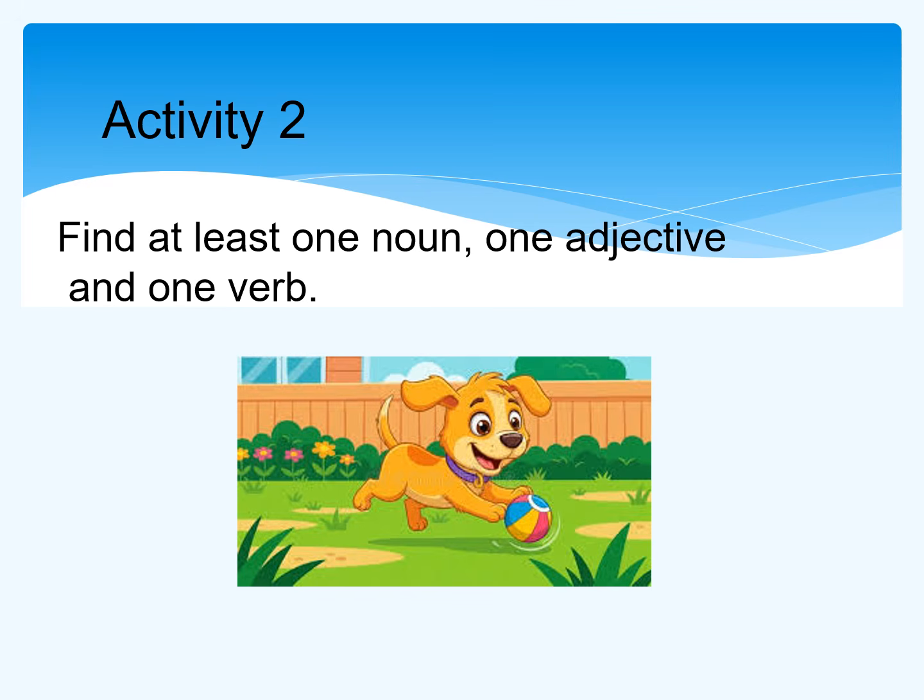Now it's time for our second activity. You have to find at least one noun, one adjective, and one verb in this picture. Noun can be a person, it can be an animal. Adjective means that you have to see the feelings of the noun or the colors in the picture. And then the verb means that you have to tell what action is happening in the picture.